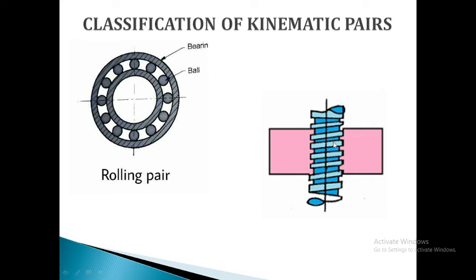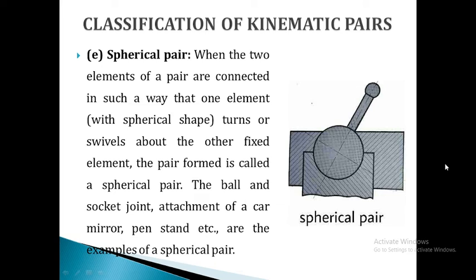A screw having a rotational and a linear motion with respect to this fixed block having internal threads. Okay, so this is a screw pair. Now, the last classification of the kinematic pair, according to the relative motion to each other, is spherical pair.